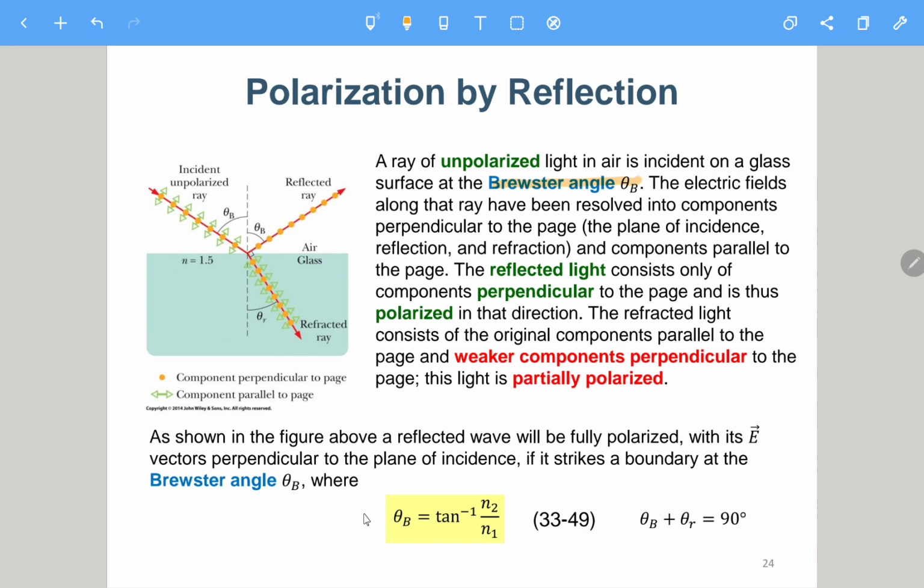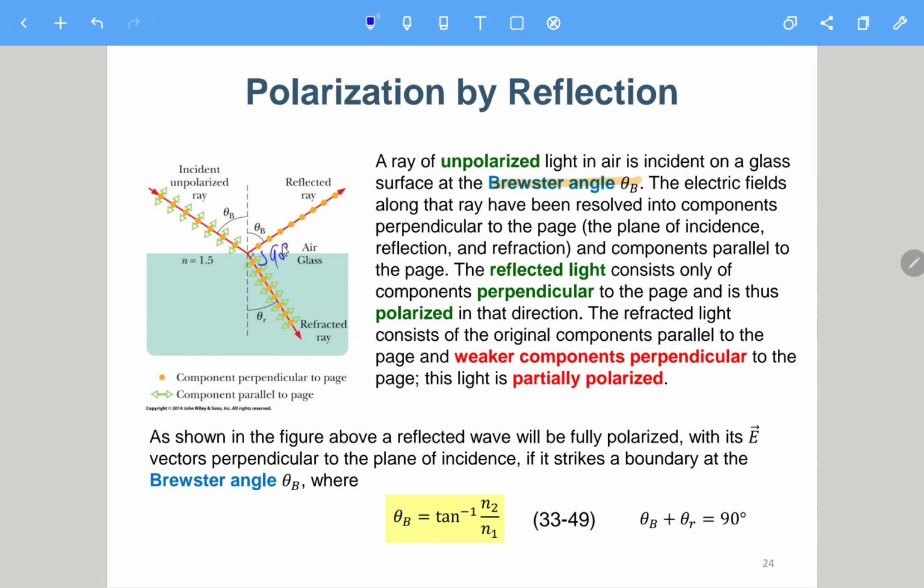And this is the Brewster angle, and actually we can prove that theta b plus theta r should be 90 degrees. This is theta b, because the incident angle is theta b, and this is theta r, which is the refracted angle. So theta b plus theta r is 90 degrees, and then this is 180, which means that this angle is also 90 degrees.